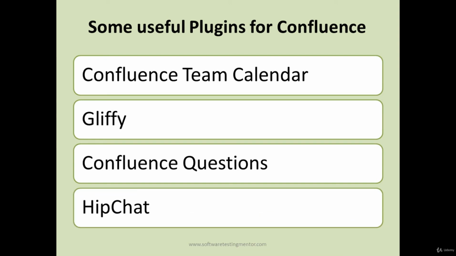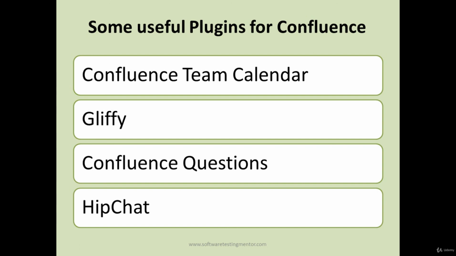And the last one, which is very important, is HipChat. HipChat is a chatting plugin available for Confluence, which allows your team to discuss issues over chat within the team. You can share files within the team using HipChat. It gives you the flexibility to chat and communicate from Confluence using this chatting plugin.